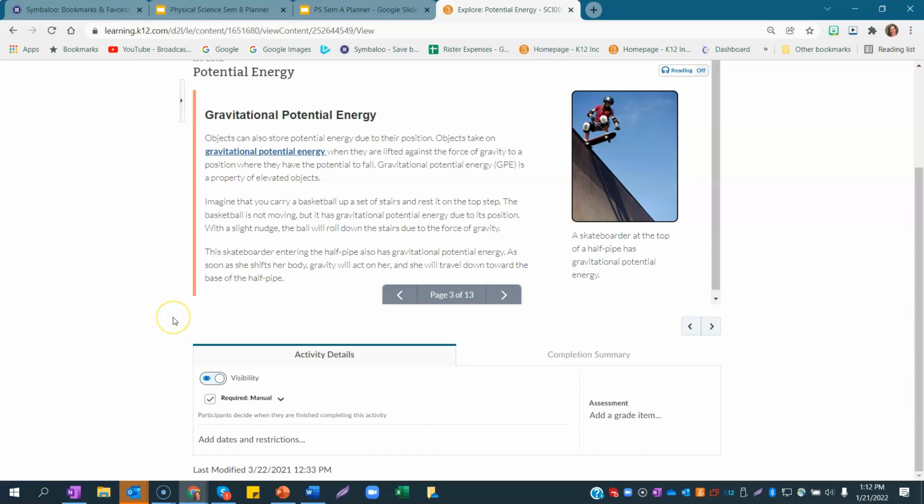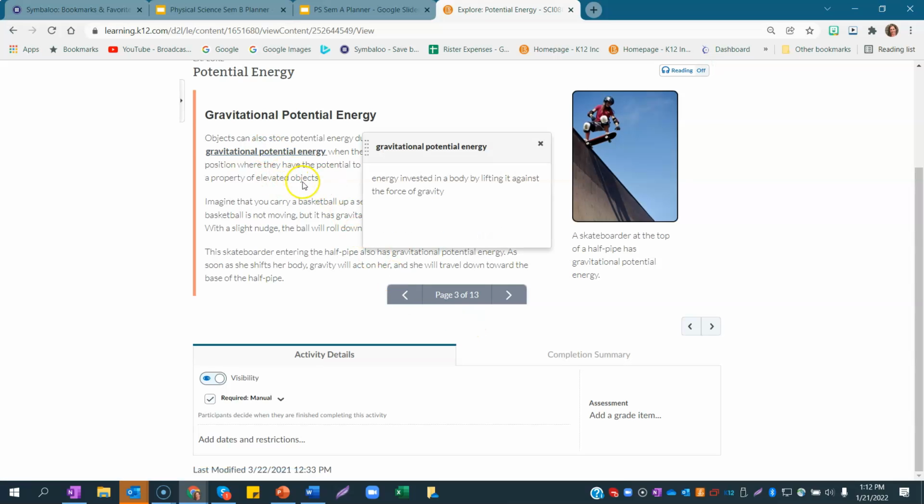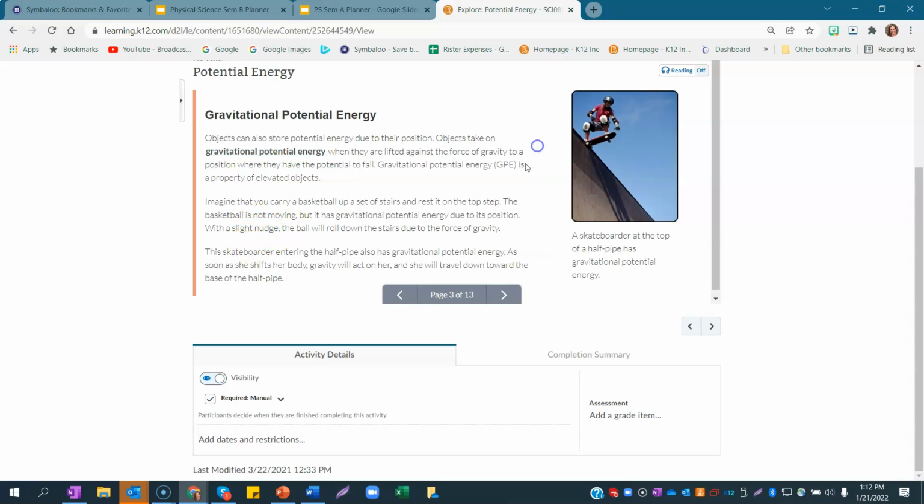This skateboarder entering the half pipe also has gravitational potential energy. As soon as she shifts her body, gravity will act on her and she will travel down toward the base of the half pipe. So you have the definition. You can click here if you need it again. And then there are several examples here that you can list as well to finish answering number 3.